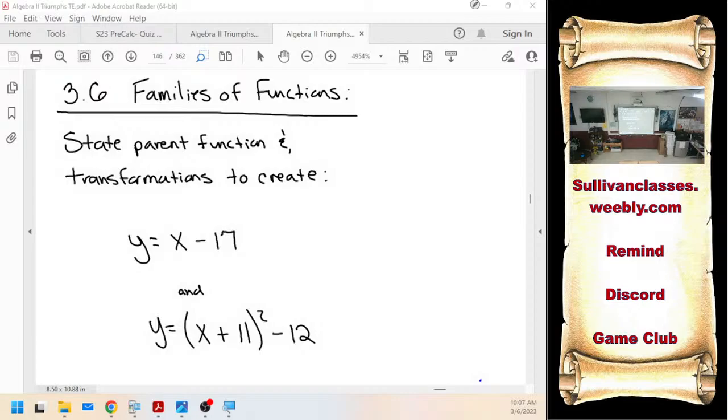Okay, does anyone need more time? Okay. No, not there. So what we should have is the first one, parent. Now you could either say y equals x, because that's the parent equation, but if you had instead said a line or the identity function, all three of those mean the same thing. Well, they're talking about the same thing, just in a different context.